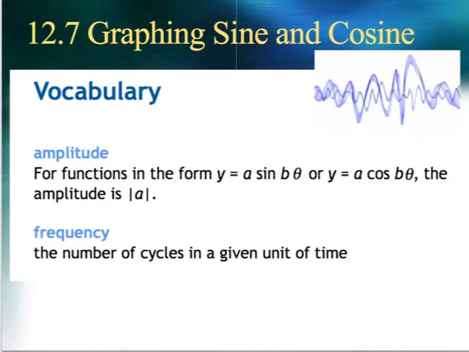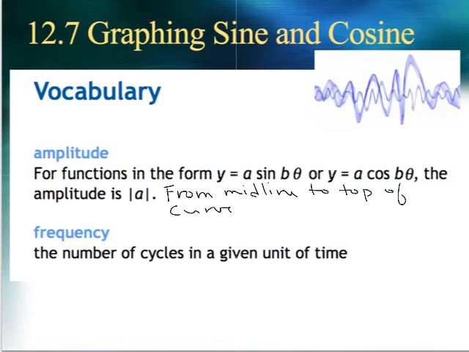And the amplitude, basically, it's from the midline, and I will show you what that is when we actually draw it. It's from the midline to the top of our curve. Okay, and like I said, I'll show you where that's at when we do the actual graph.